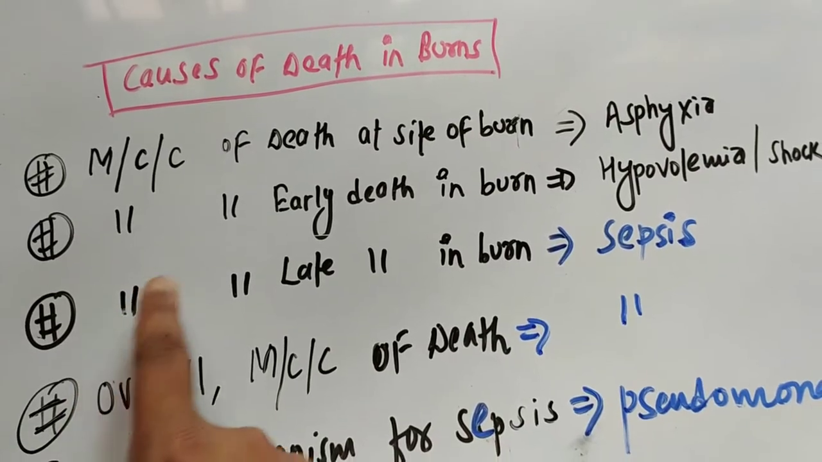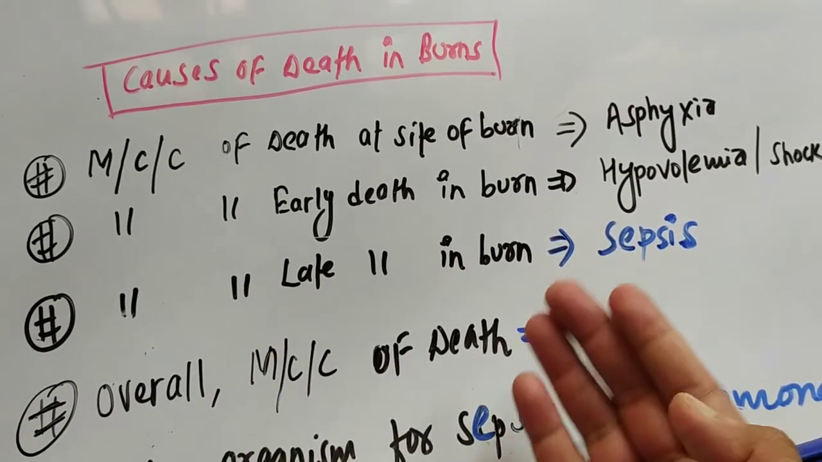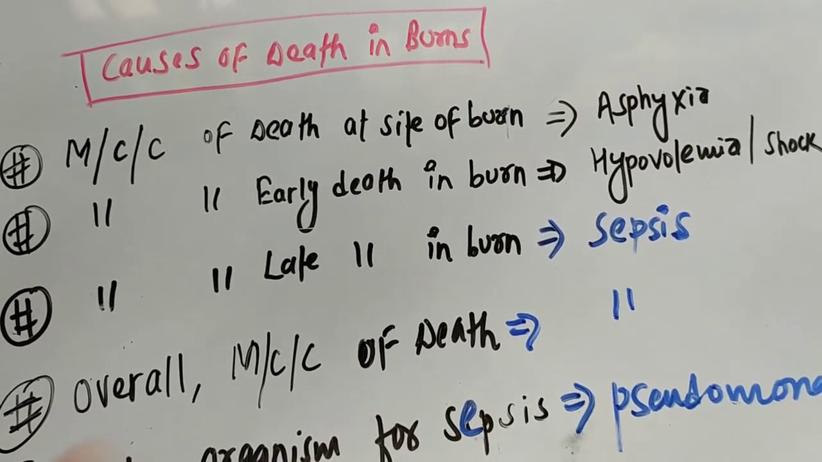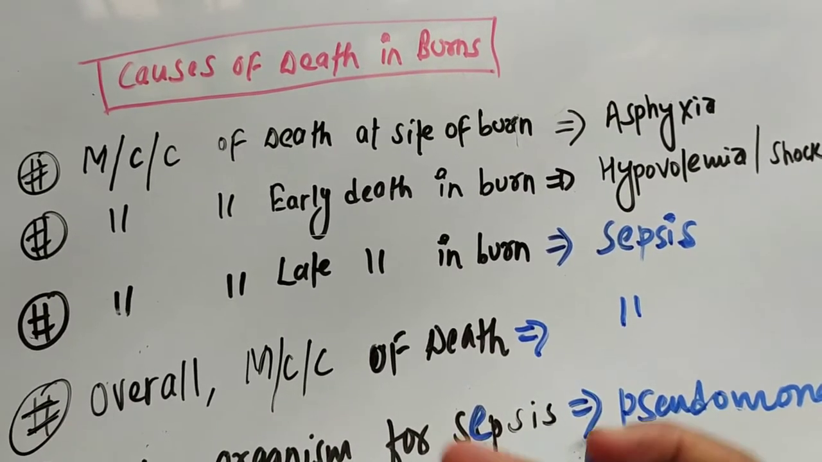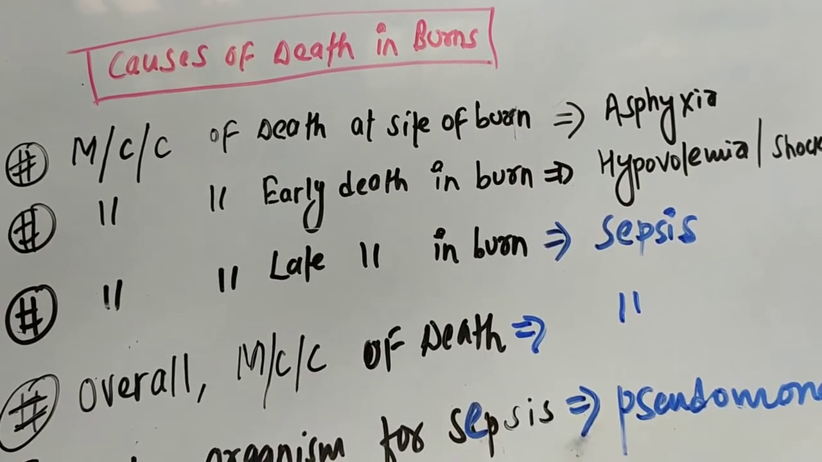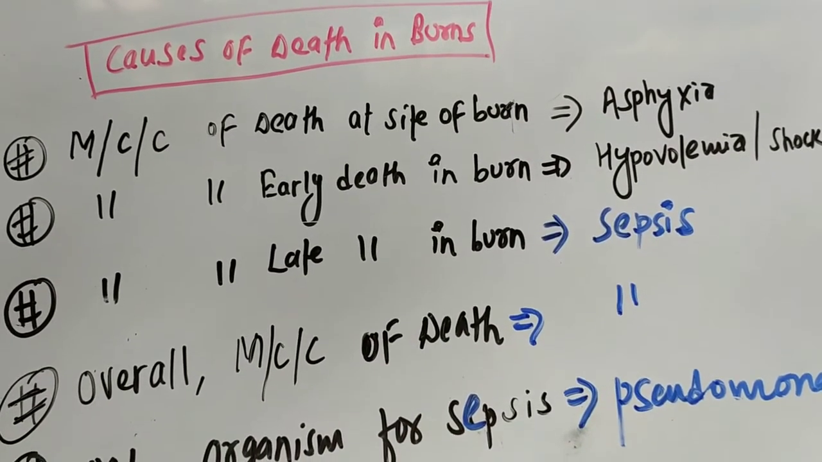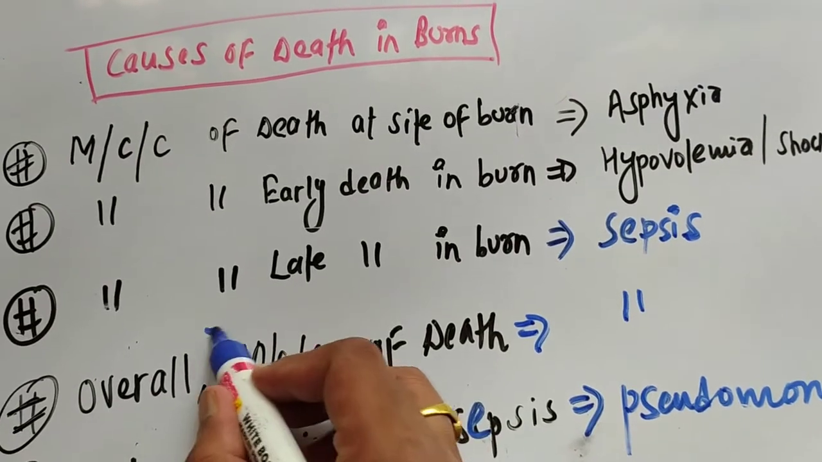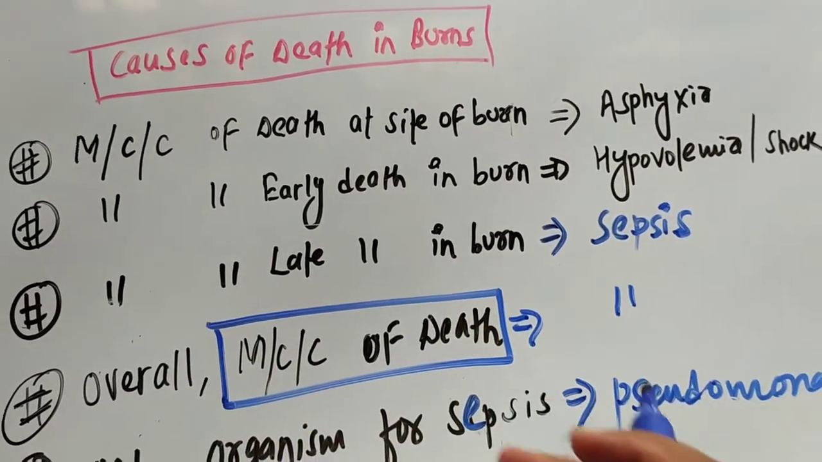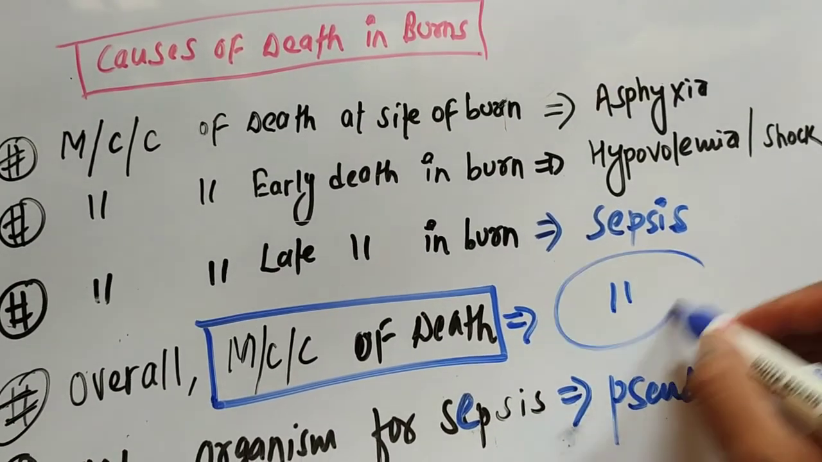The most common cause of late death in burn is sepsis. So let's suppose the patient comes and dies after 3 or 4 days, then the most common cause of death is sepsis. And if in the exam they ask you directly the most common cause of death, and they do not mention early death or late death, then simply write the answer sepsis.